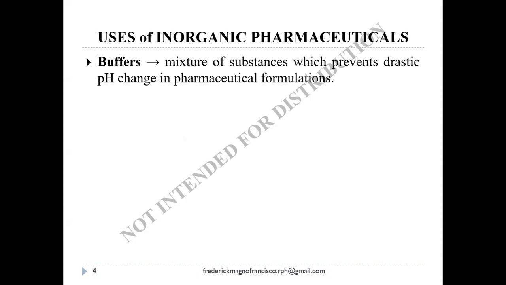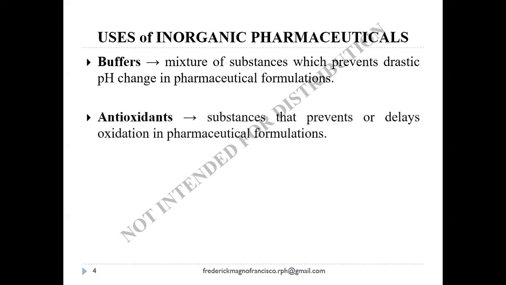Buffers. These are mixture of substances which prevents drastic pH change in pharmaceutical formulations. Example of a buffer is boric buffer, which is a mixture of boric acid and sodium borate. Antioxidants. These are substances that prevents or delays oxidation in pharmaceutical formulations. Example of an antioxidant is sodium metabisulfite.